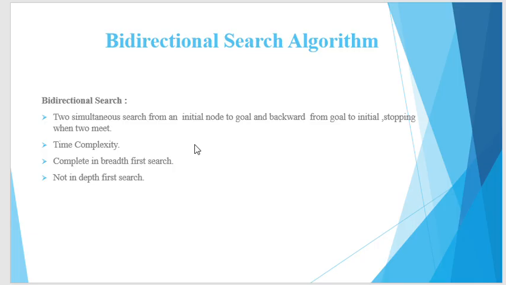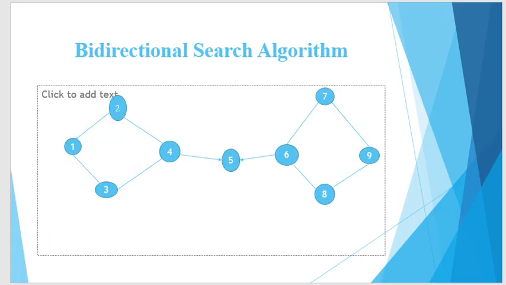What do we do if I use the breadth first search technique? Let's say I have this graph. In the graph, 1 is my starting node, and 9 is my goal node.